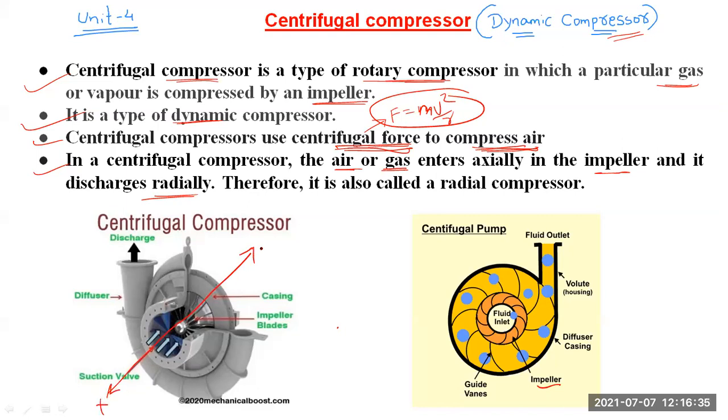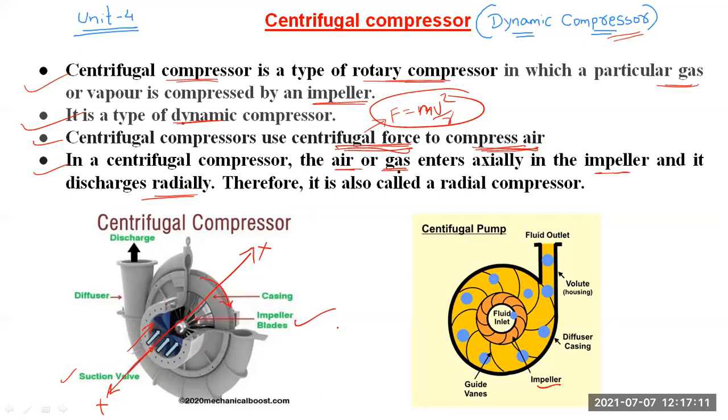Okay, suppose this is the x-axis of the compressor. Here we will be having a suction valve. In this direction, the arrow marks are there, you can see here. So in this direction, the air will enter. How is the air entering the impeller? These are the impeller blades. The air is entering axially, in the axial direction. About this axis, this impeller will rotate. So air will enter the compressor in the axial direction.